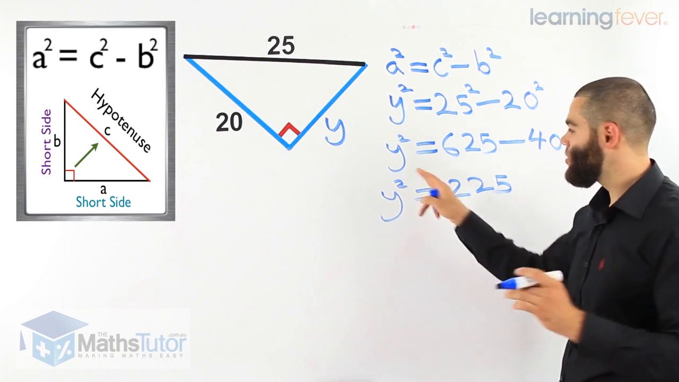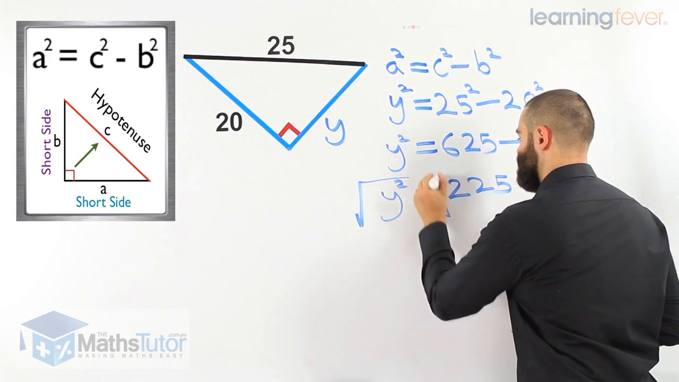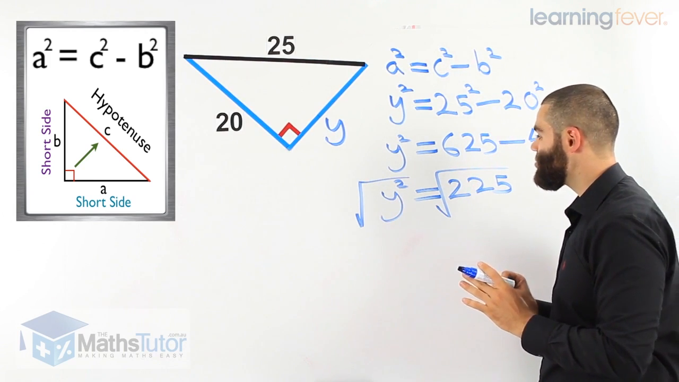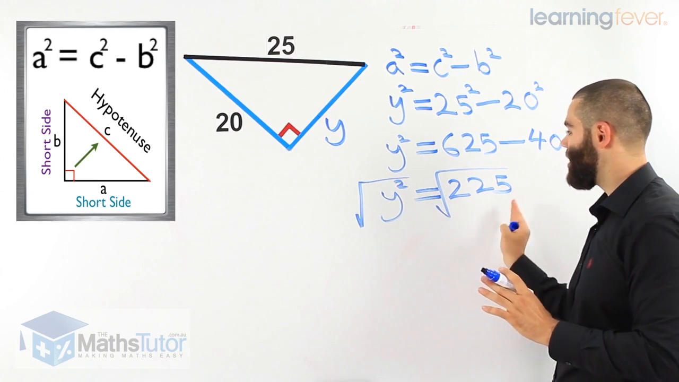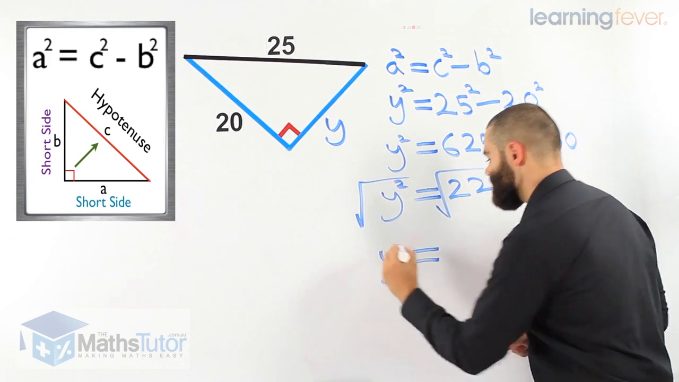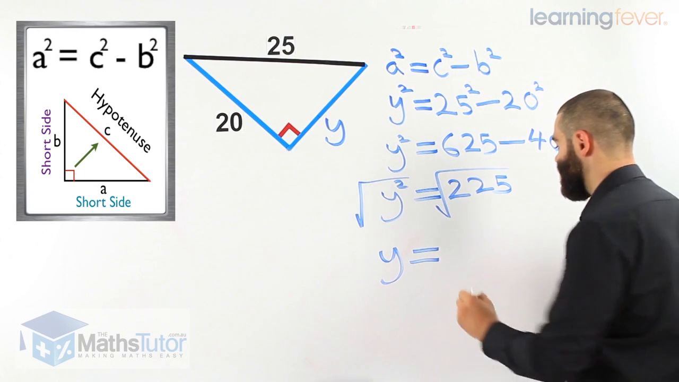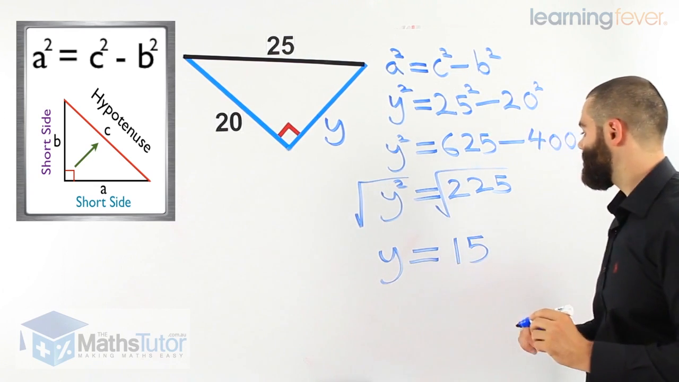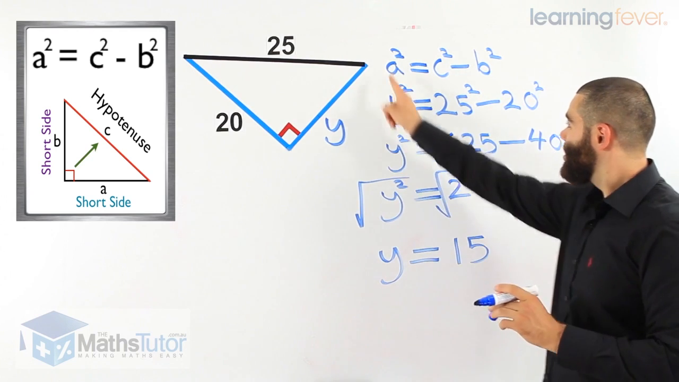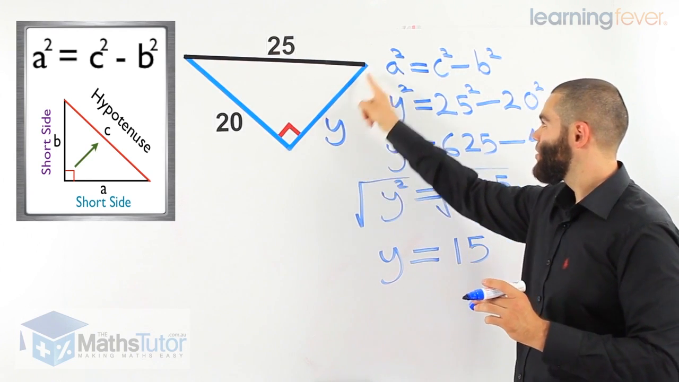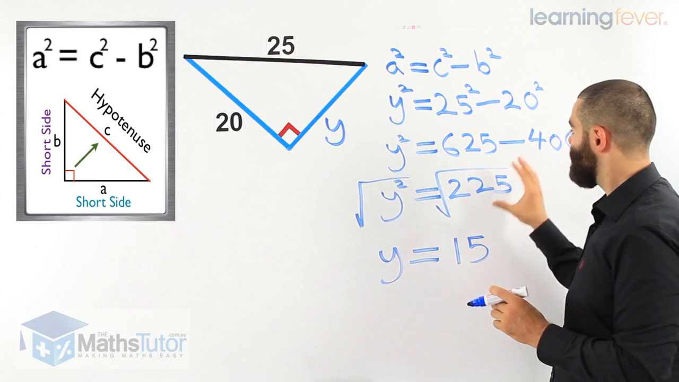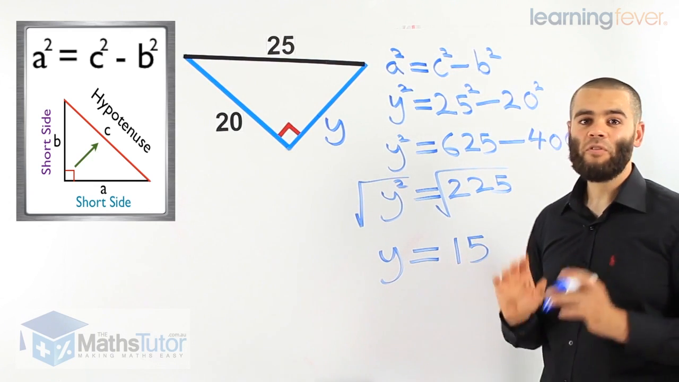Now, what do we do? The opposite of squared is square root. What we do to one side, we must do to the other. In equations or in any type of mathematical question, whatever we do to one side of the equal sign, we have to do to the other. We square root here, we must square root here. When we square root y squared, we're left with y. And the square root of 225, use your calculator, and you're going to get 15. The square root of 225 is 15, because 15 times 15 is 225. That means this side here is 15, and this is 20, hypotenuse 25. This is a Pythagoras theorem problem. We solved it. We used Pythagoras theorem to find the short side.